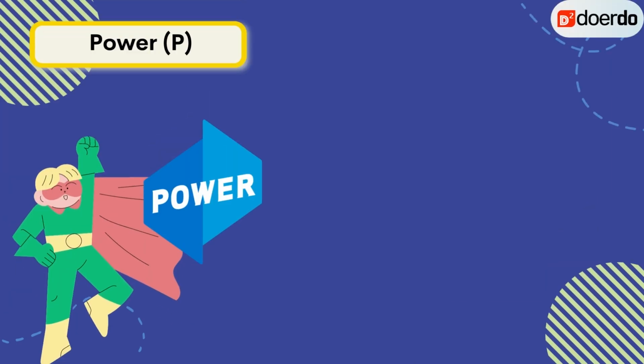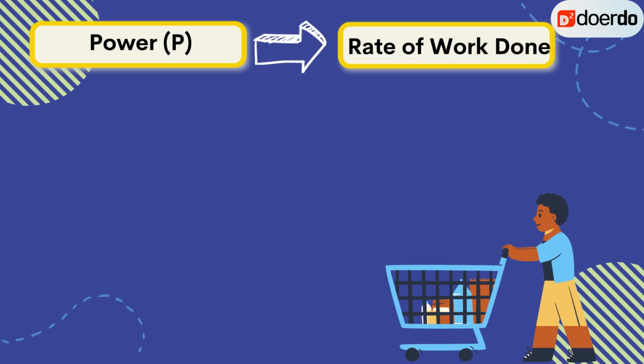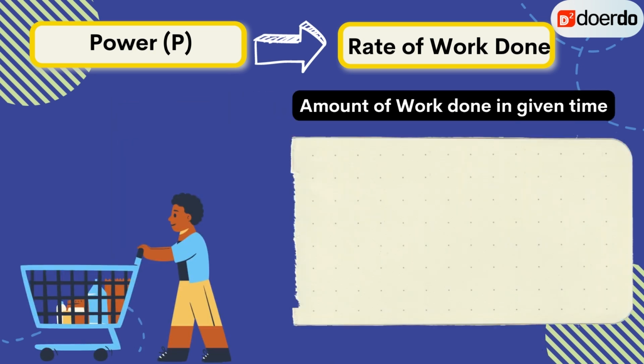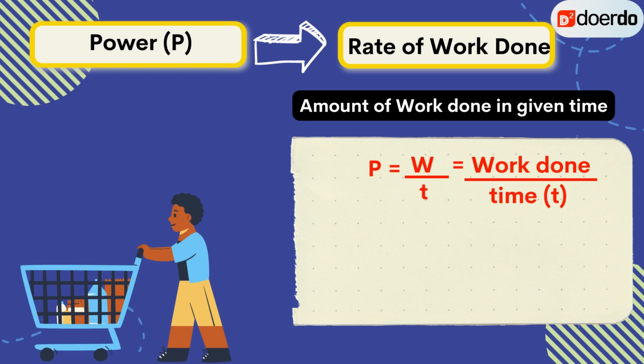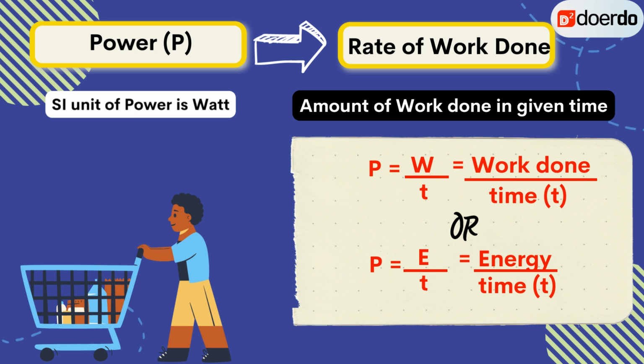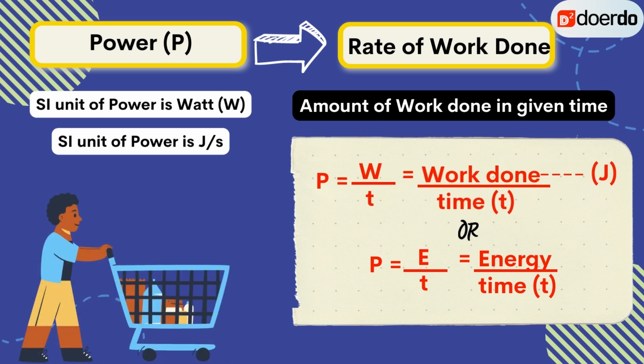Power is another concept which is related to work, as it is the rate of work done, which means how much work is done in the given time. Theoretically, power can be given as P equals W divided by T, which means work done divided by time or energy divided by time. The SI unit of power is watt, which is given by the capital letter W. Or it can also be expressed in joule per second, as here joule is the unit of work done and second is the unit of time.